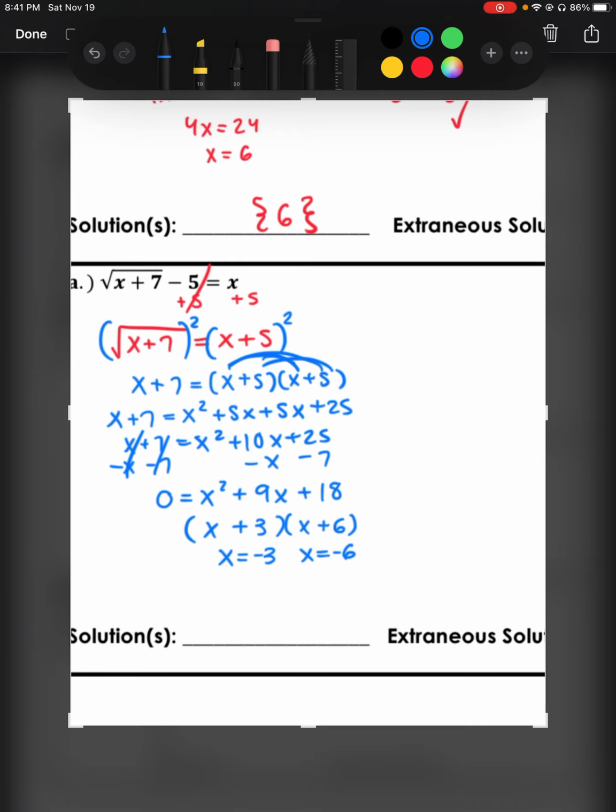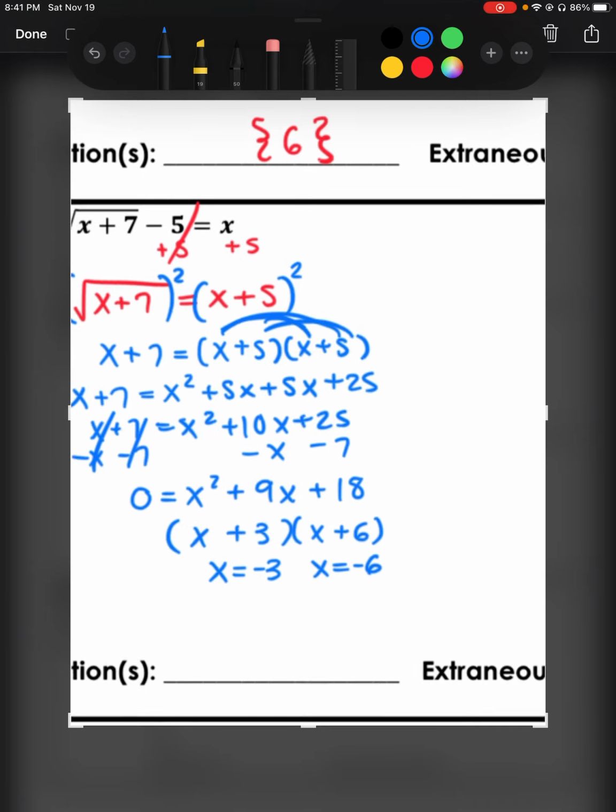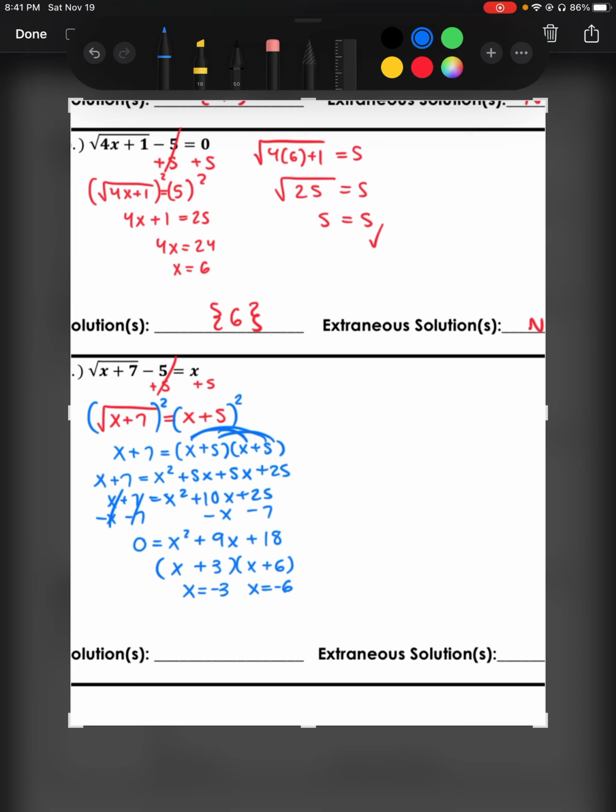So before we can confirm the solutions, we have to plug them both back into the equation. Either version is fine. Replace the x with -3 in the first version. So that's going to be the square root of 4 is equal to 2. That's true. So we know that one of the solutions is -3.